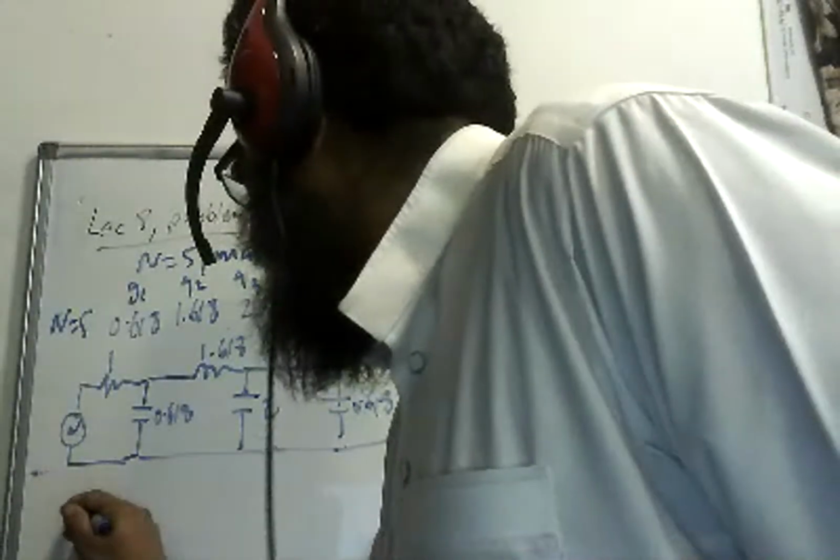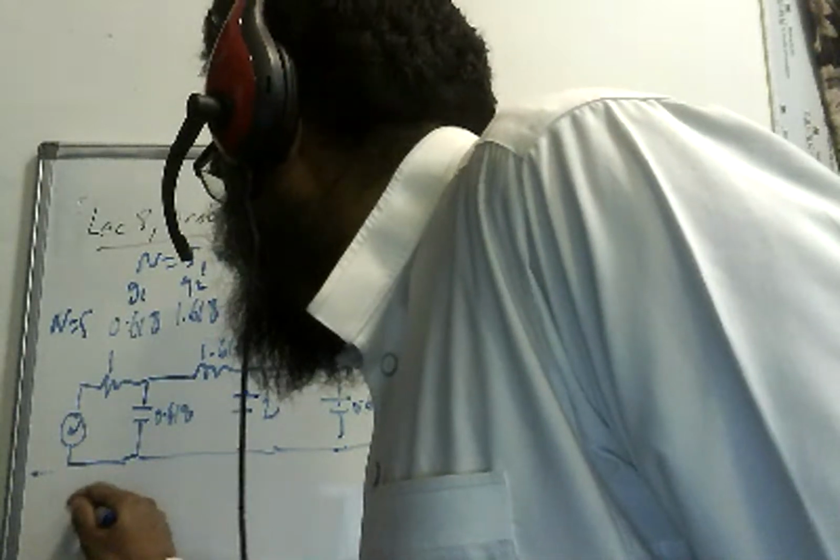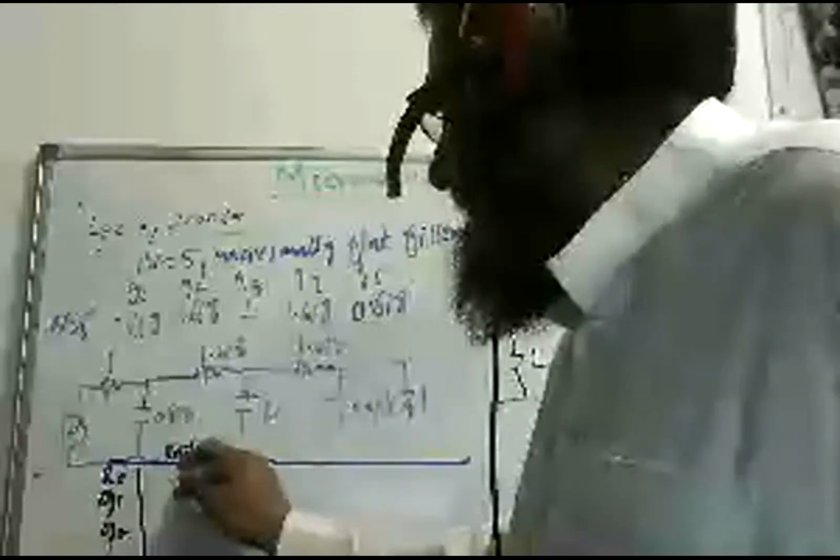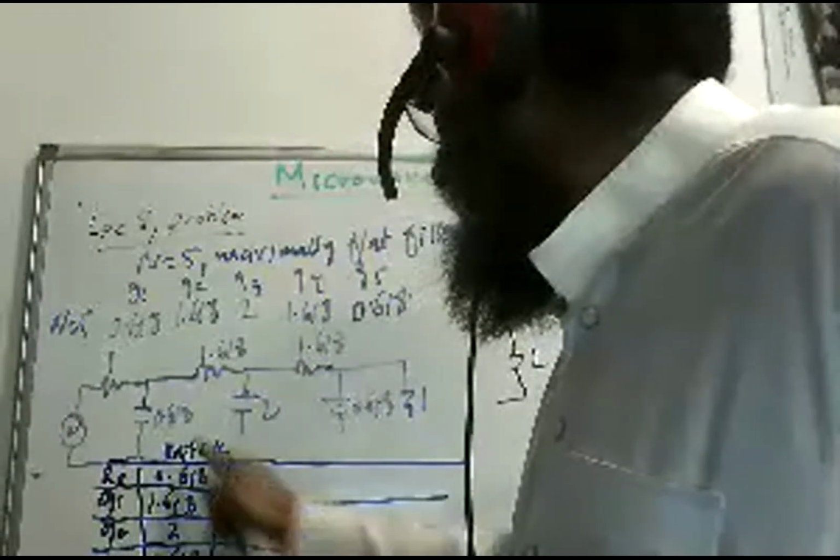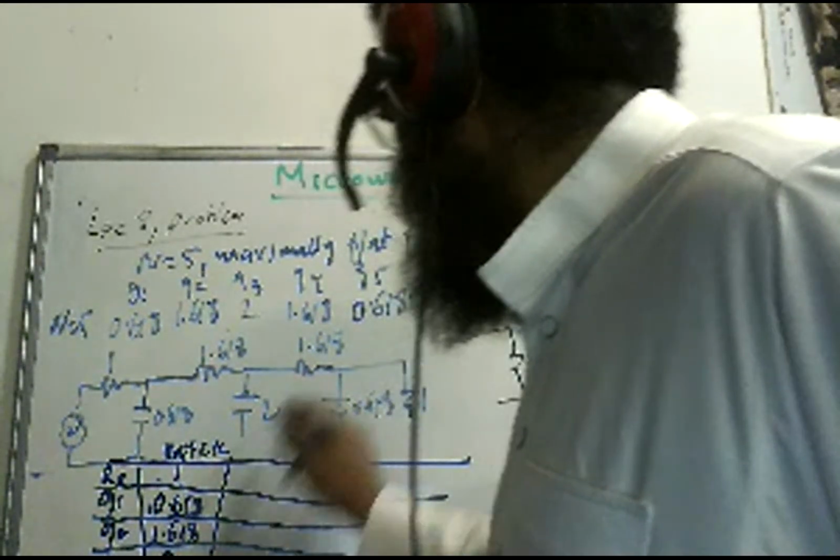I have here G1, so my unit values. Sorry, this is R naught. This is 1, and this is 0.618. This is 1.618. This is 2, 1.618, and then 0.618.